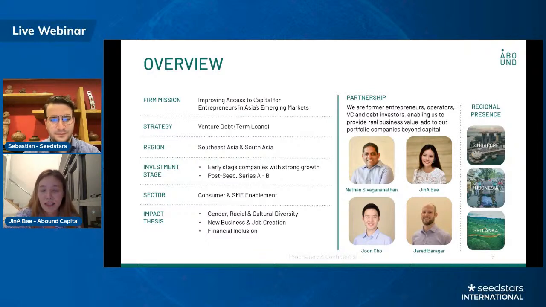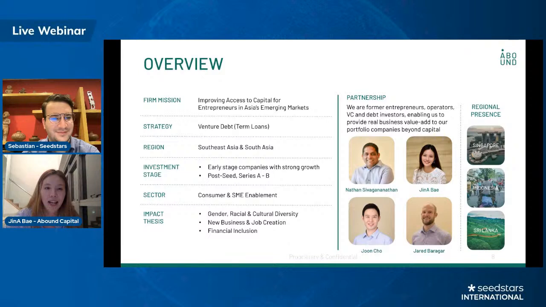And in some cases, on the later end, we also support some Series C companies if they're looking to raise debt as a way to bridge to profitability. In terms of sector, the overarching theme that we have is SME and consumer enablement and empowerment. So some of the core sectors that we focus on are B2B, B2B2C SaaS companies, fintech, retail enablers, healthcare, education, logistics, and supply chain. So it's a pretty broad theme, as you can tell.